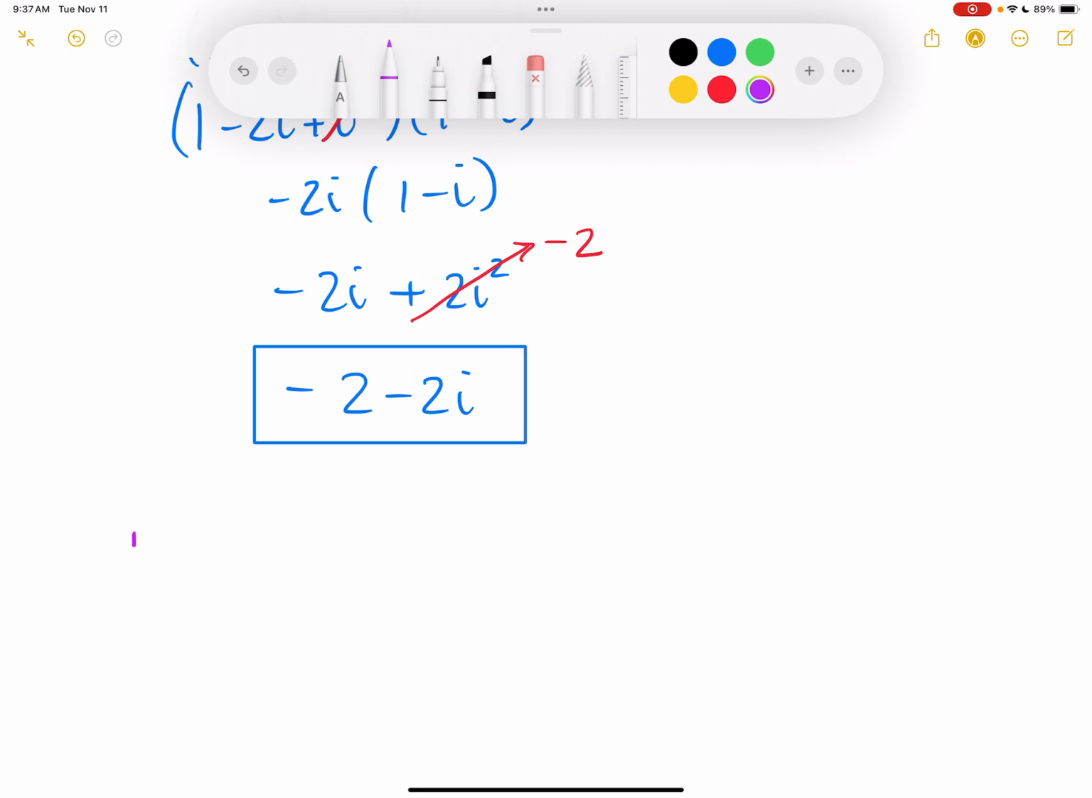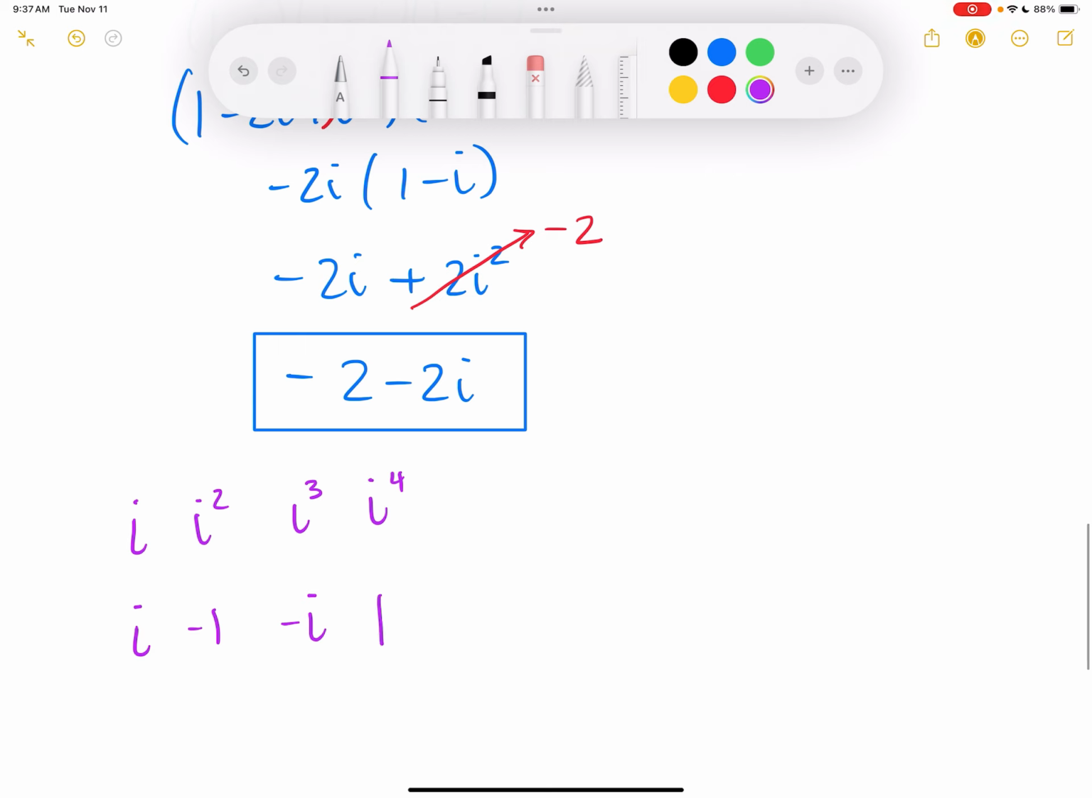I is obviously just i. I squared is negative 1. I cubed is negative i. And i to the 4th is 1. And then the process repeats itself over again. So i to the 5th is i, and so on and so forth.